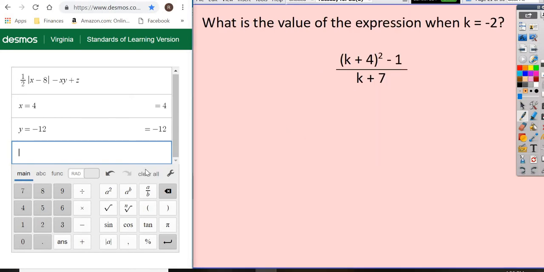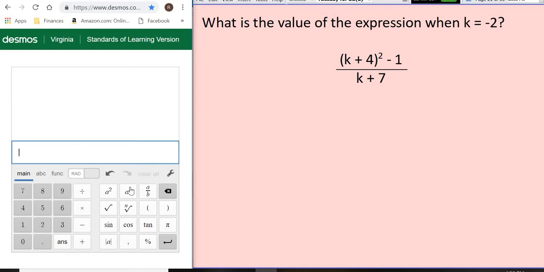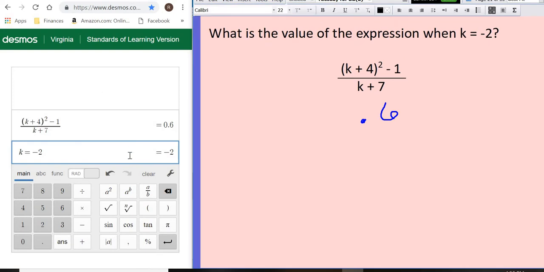So we've got another one to try under the advanced. So let's go ahead and make a fraction, so I can get everything where I need it to be. Parentheses, k plus 4, close those parentheses, square minus 1. Then we're going to go here, and we're going to do k plus 7. And we're going to go to our next line, where k is equal to negative 2, and that gives us an answer of 0.6.